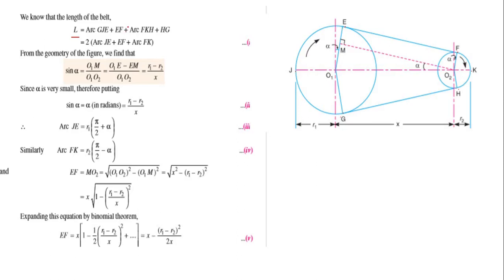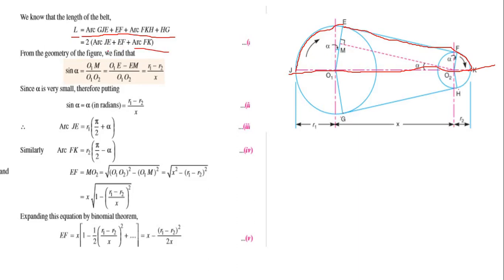This can be rewritten by taking twice the arc J, E, and the length E, F, and the arc F, K. If this value is doubled, we can find the total length of belt. So this equation can be written as twice of arc JE plus length EF plus arc FK.